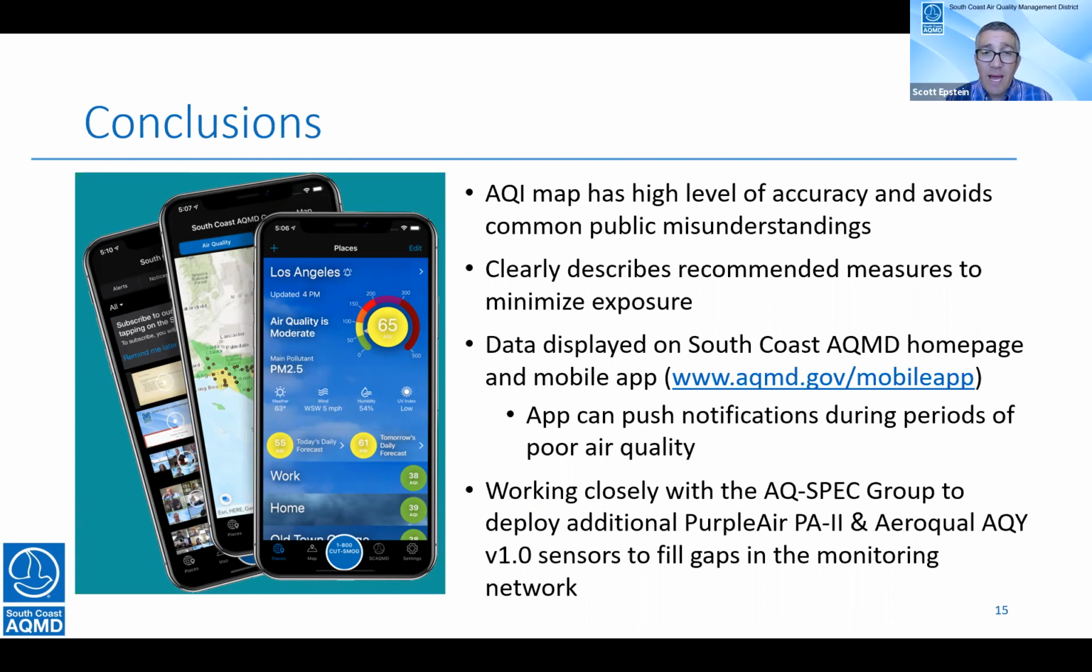So we've deployed this map on the South Coast AQMD homepage and also integrated it into our mobile app. Users can bookmark grid cells and name them, and the app will also push notifications when air quality is poor. We're also really focused on providing easily accessible guidance so the public knows what actions they should take for a given AQI level. And we're also now working with the Air Quality Sensor Evaluation Performance Group, AQ-SPEC, to deploy additional sensors to help fill the map.